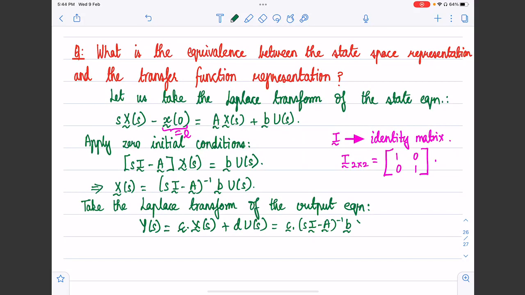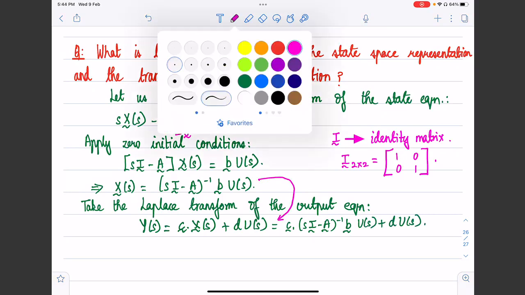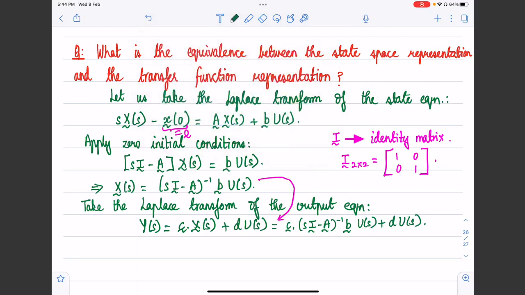Okay, times U of S, plus anyway we have this dU of S, right? So how did I get this? We just substituted this into this, right? So we just substituted X of S here, right? So that's what we did. So once I did this, we get this equation. Now we are almost done.